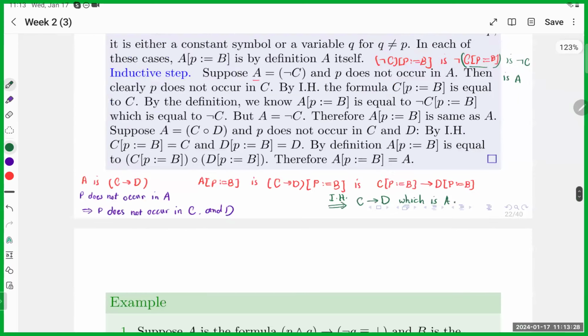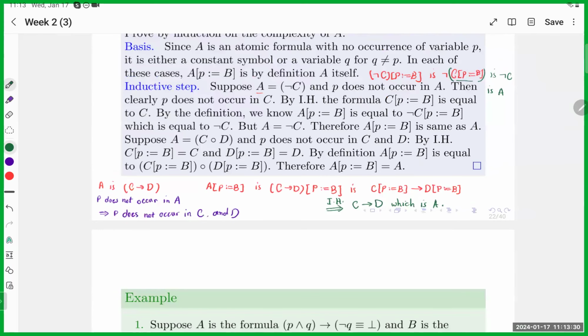We're done. In all the cases that we considered, if P does not occur in the formula A, the result of the substitution of P with any formula B is always going to do nothing. You just have A itself. Yes. Can you explain why you said that P has a complexity of 1 less than N?